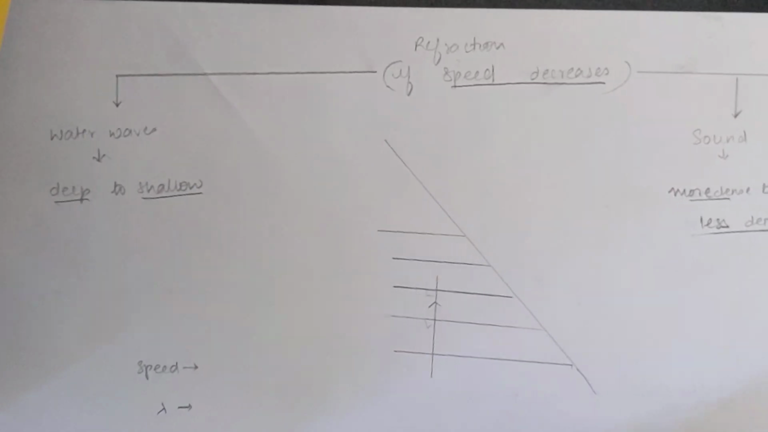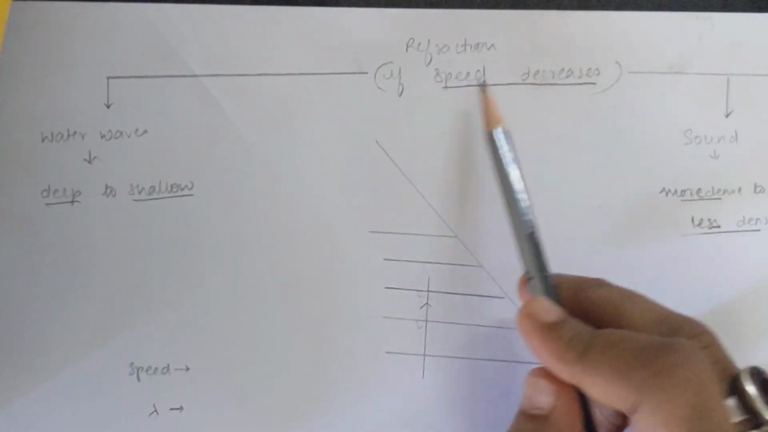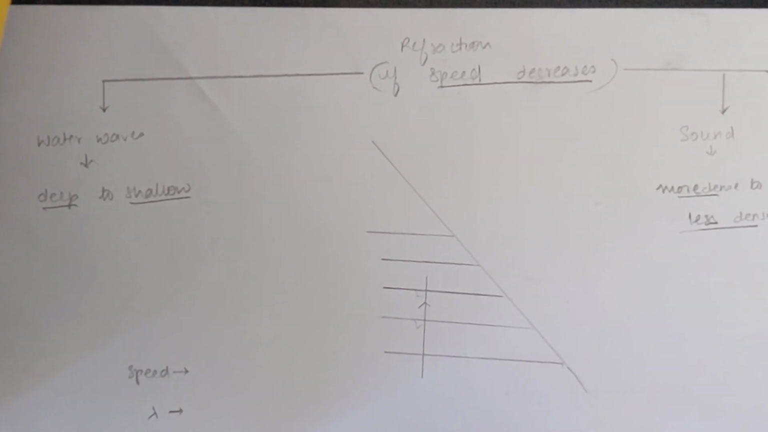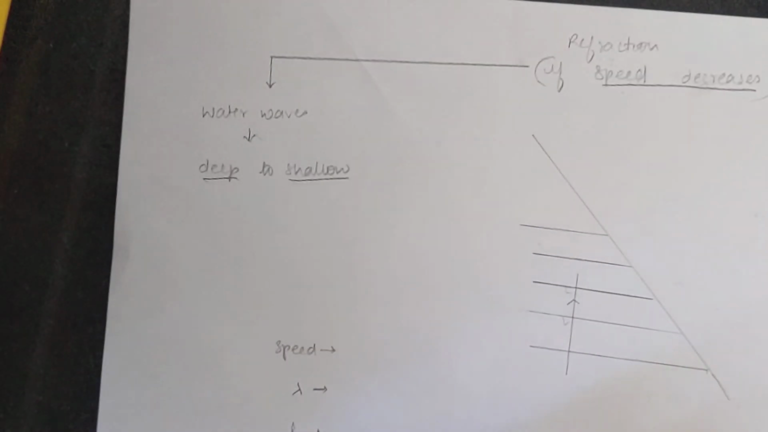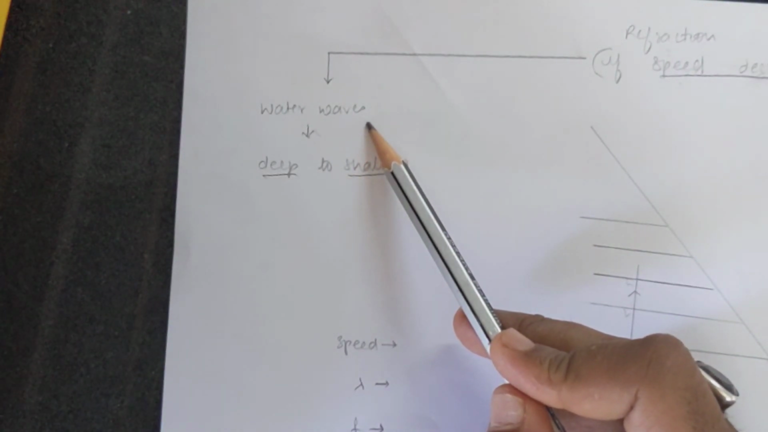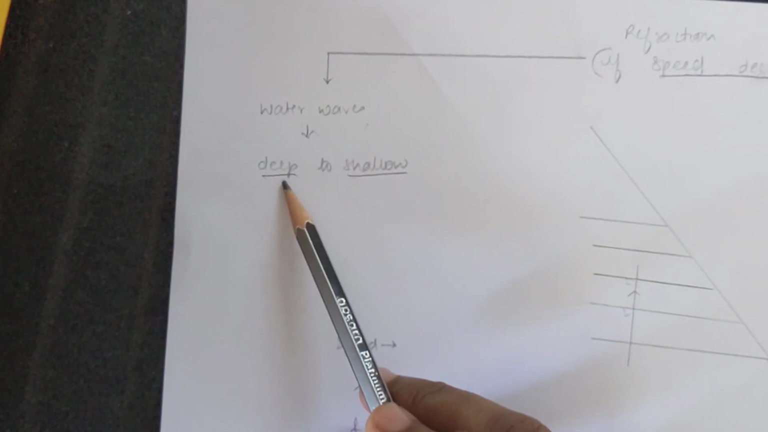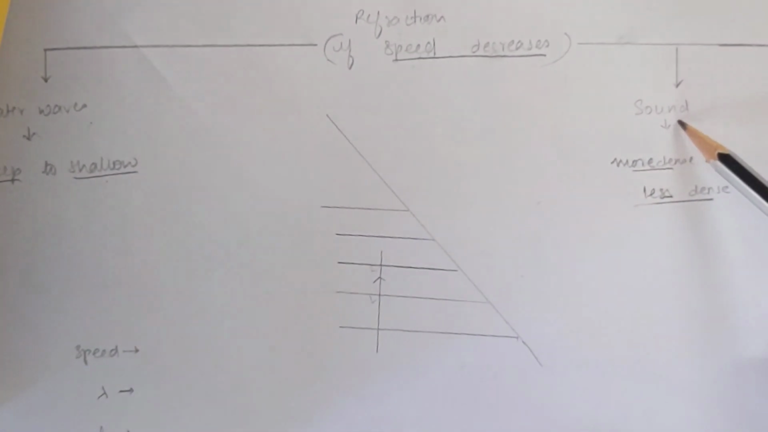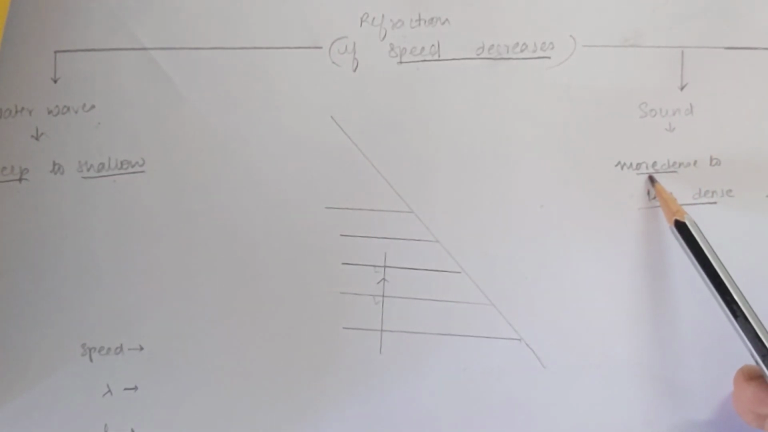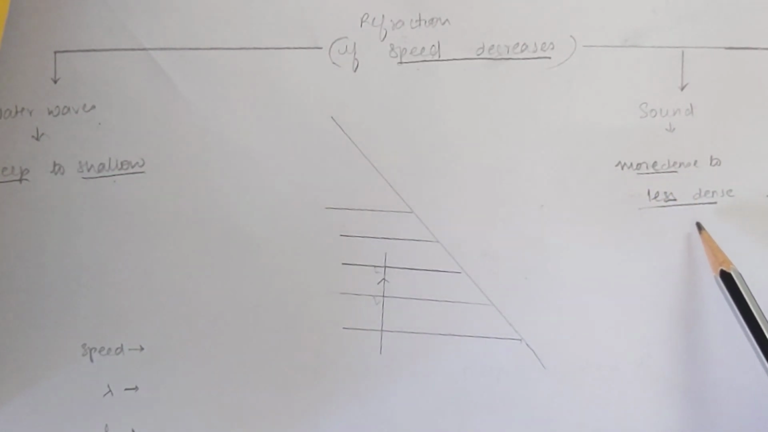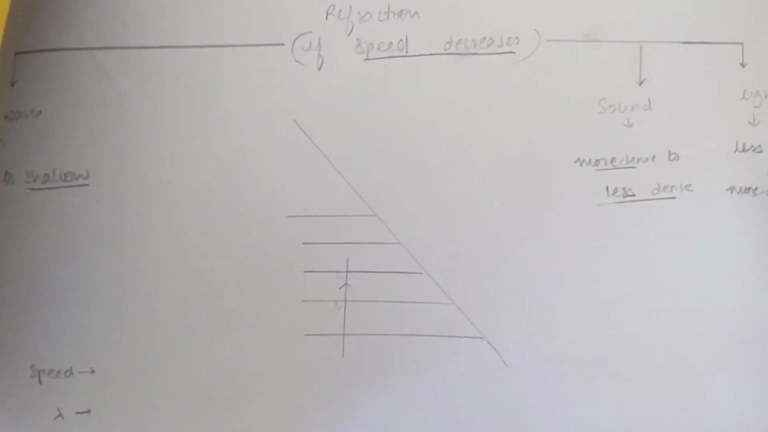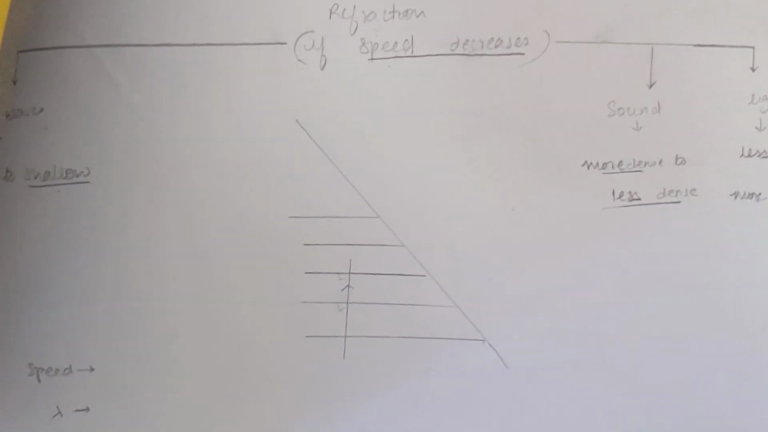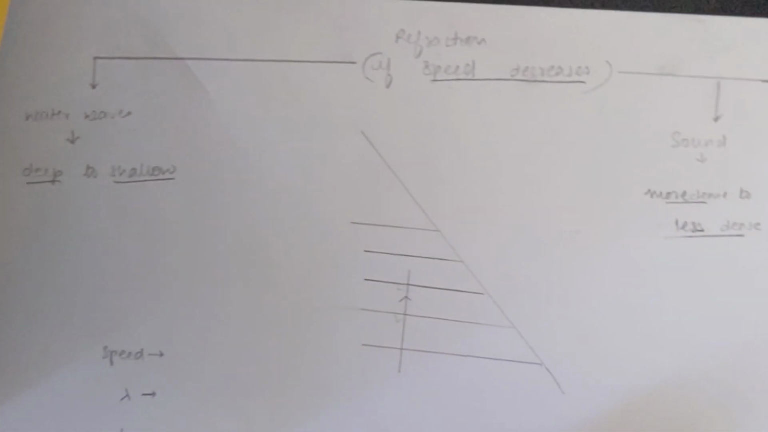Now in this video we will only focus on what happens if the speed of the wave decreases. Now the question is, sir, when does the speed of the wave decrease? It's different for different types of waves. Say for example, if it is a water wave, then the speed will decrease if it moves from a deeper region to a shallower region. If it is a sound wave, then the speed is going to decrease when it moves from more dense to a less dense medium. And if it is light, the speed is going to decrease when it moves from less dense to more dense, because sound and light behave the other way around.